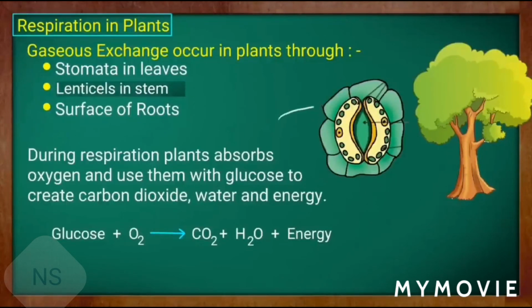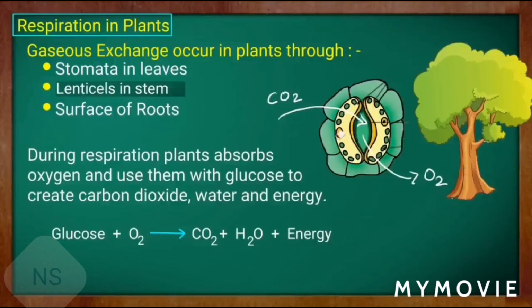Hence, what are the three modes of respiration? The three modes of respiration are stomatal respiration, lenticular respiration, and the respiration which takes place through the surface of the roots. Stomata are the minute openings present in the epidermis of the leaves. A stoma is made up of two bean-shaped cells called guard cells. And between these two guard cells, there is a minute opening called the stoma.